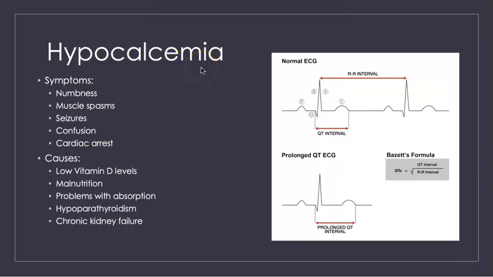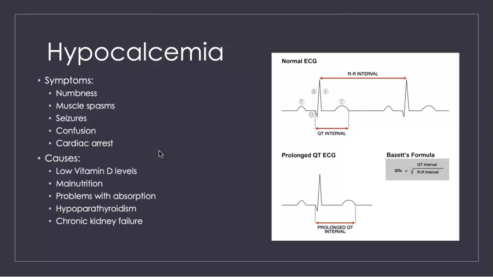Very low levels of calcium, as what you're looking at here, you can see it's a prolonged QT ECG period, so this part becomes longer. Some of the other issues are numbness, muscle spasms. That's not surprising, again, due to its role in muscle contractions. Seizures, confusion, again, cardiac arrest, again, its role in heart muscle contractions.